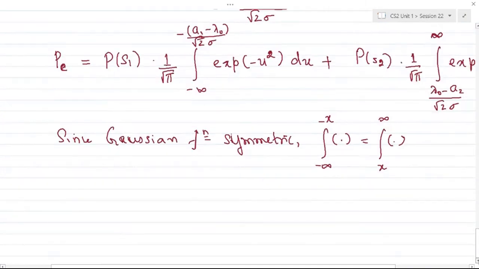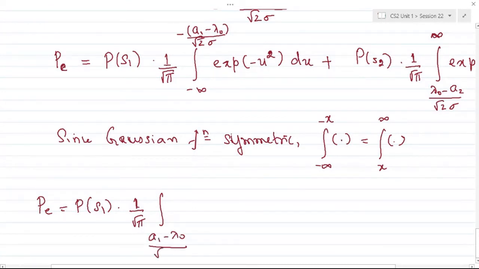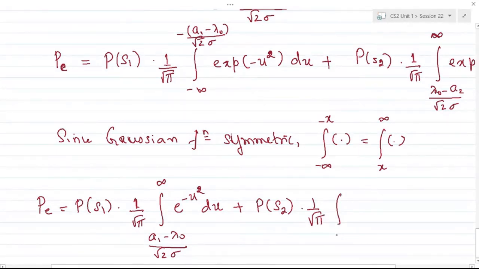So imposing that fact, I can rewrite the first integral as probability of error equals probability of S1 times 1 over root pi integral from (A1 minus lambda naught) over root 2 sigma to infinity of e power minus u square du, plus probability of S2 times 1 over root pi integral from (lambda naught minus A2) over root 2 sigma to infinity of e power minus u square dv.